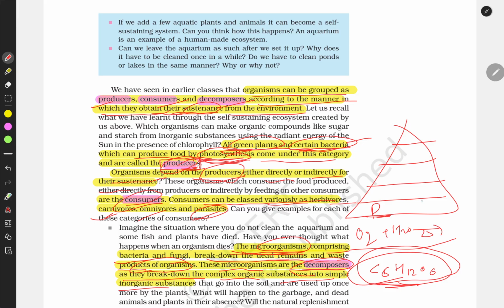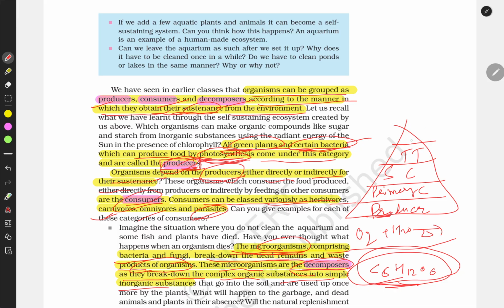So these are the producers, and the above trophic levels depend on producers. Those who immediately depend on the producer are called primary consumers, and those who depend on these organisms are called secondary consumers, and this is called tertiary consumers. And quaternary consumers can be there.